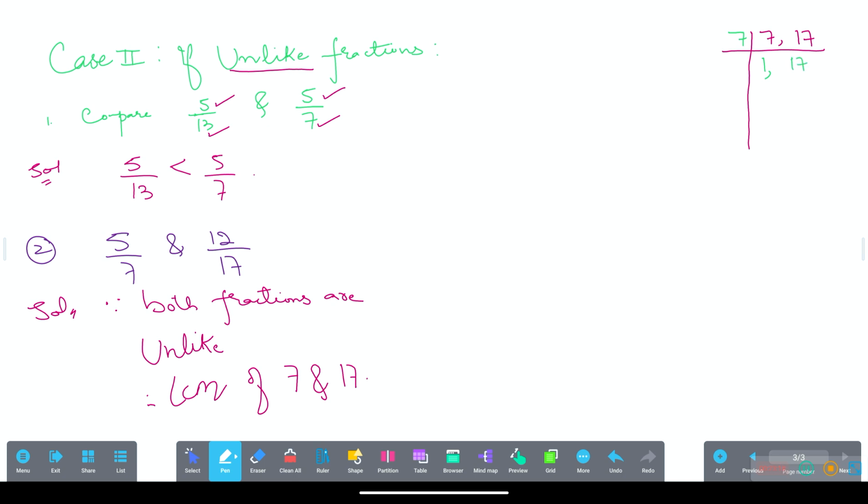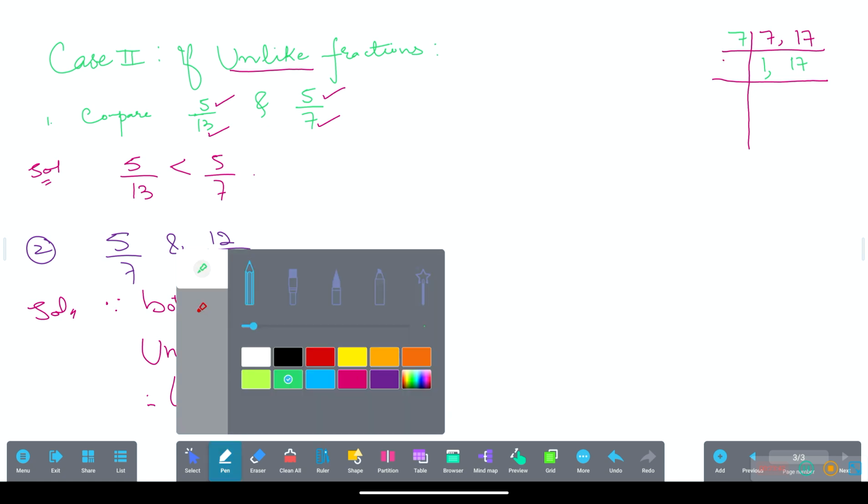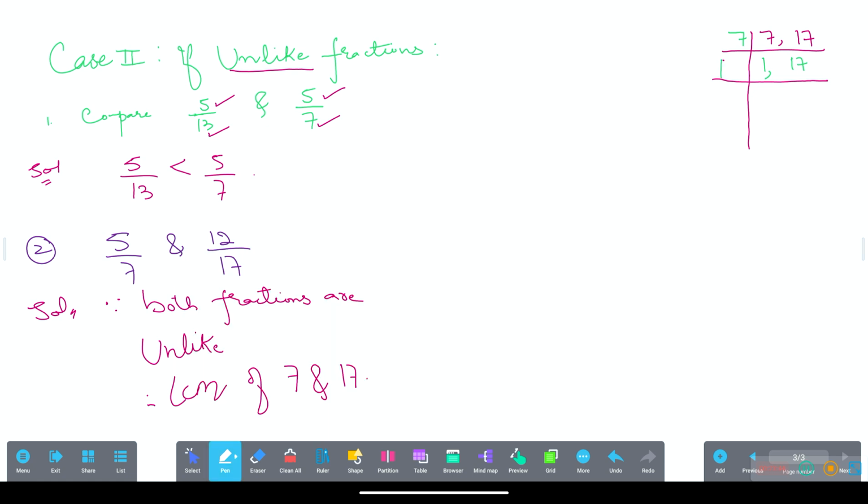Now put a line again. Now we have 1 and 17. Up to 7 we have reached; 8, 9, 10, we will not take 11. But 17 doesn't come in the table of 11. 12, we need not check 13, 14, 15, 16. Directly we will write 17. 1 will be as it is and 17 divided by 17 is 1.